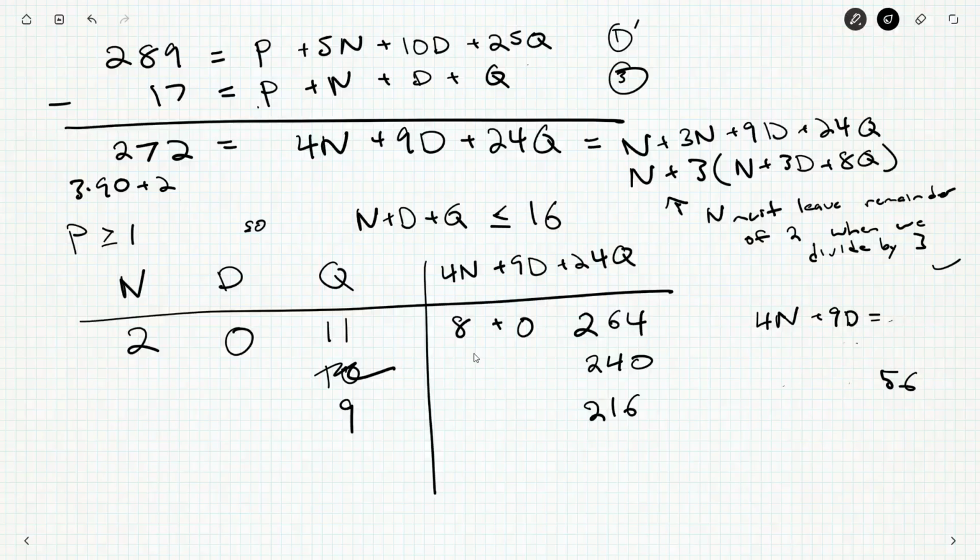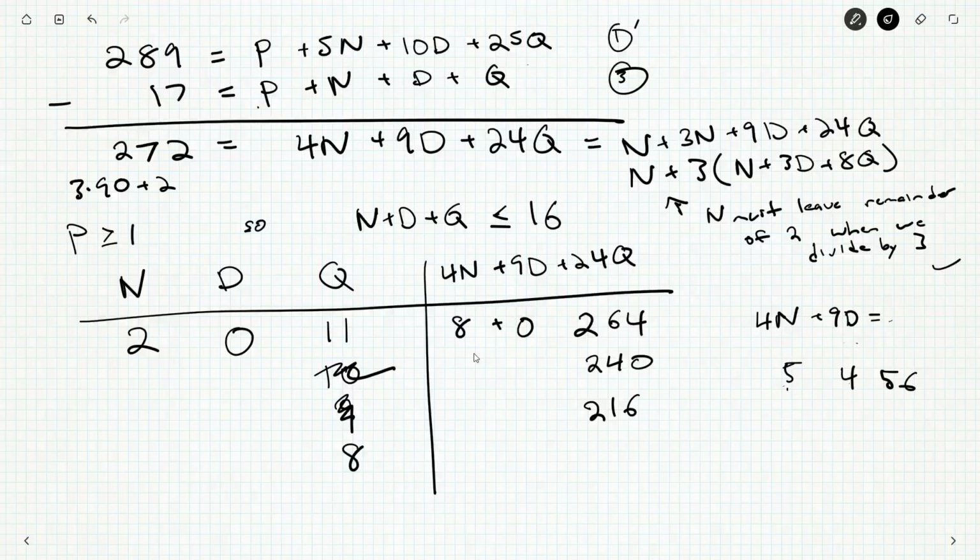What if we had 5 dimes? Well, that would be odd, and 4n wouldn't work there, so we'd have to have 4 dimes. And so that would be 36, so that would leave us 20 for 4n nickels, and so that would be 5 nickels, but then 5 plus 4 plus 9, that's too many.